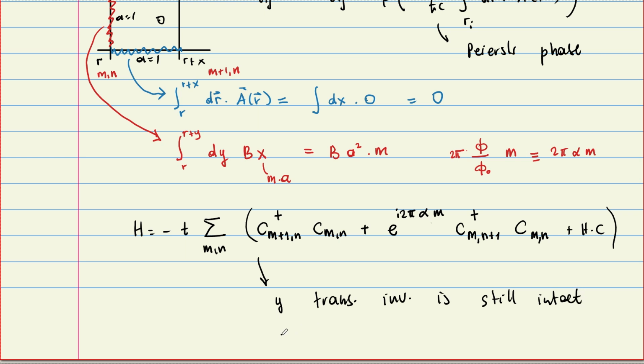I don't get this one. I mean, when we translate across y, we are increasing or decreasing the m number. So each time we are adding some phase. Yes. But the phase comes from the m dependence, right?